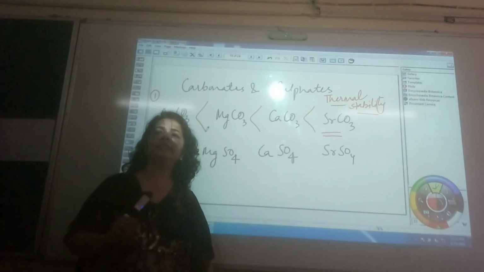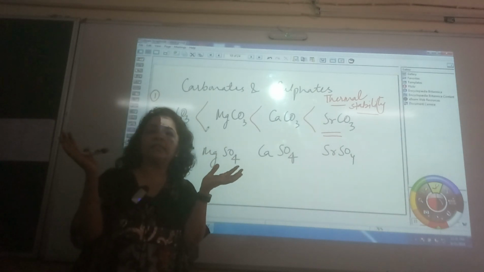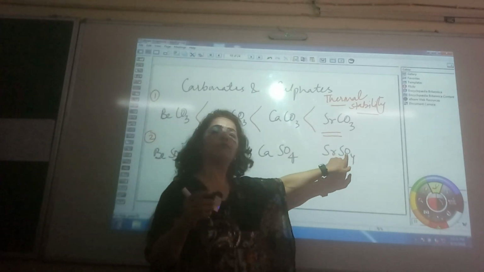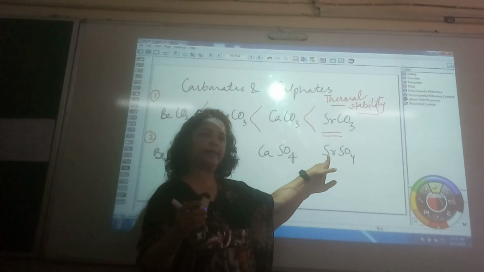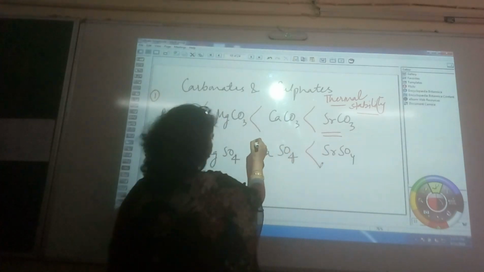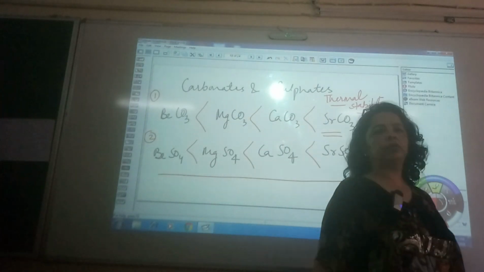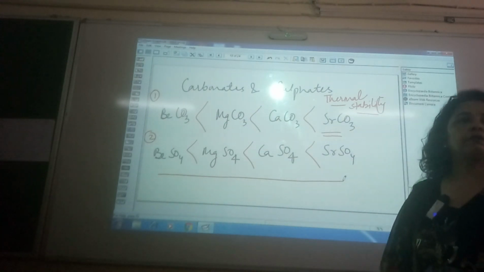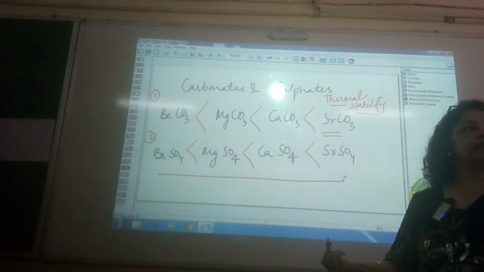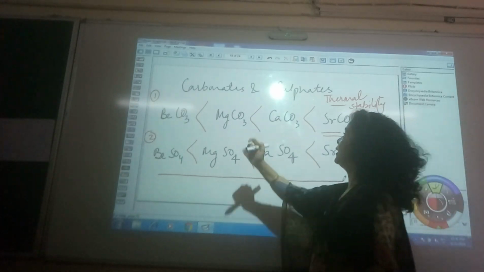Exactly on parallel lines, when we talk about sulfates, the sulfate anion radical is again a bulkier anion radical, and a bulkier anion would be stabilized by a larger cation. So, the bond between strontium and sulfate is the most stable out of all. Hence, the order of thermal stability in both carbonates as well as sulfates increases on moving down the group owing to the higher stability of a larger cation bonding to a larger anion.